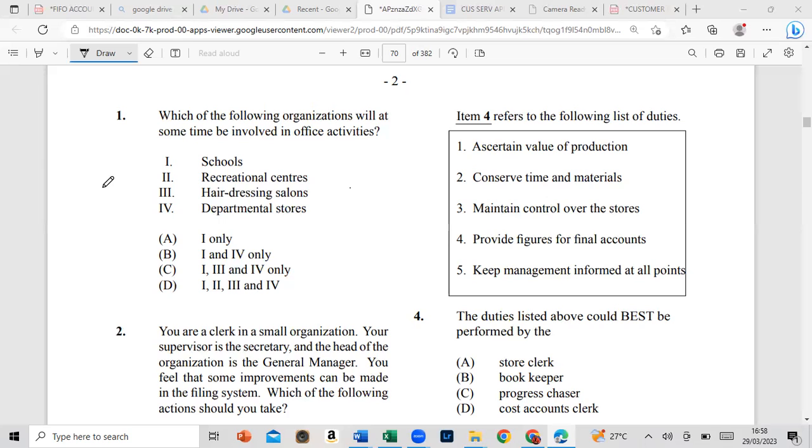What do you guys say? Just type in the answer. If it's 1B, you put 1B. You don't have to type out something. What do you guys say? So for this one, it's all 4. Let's move on to question 2.